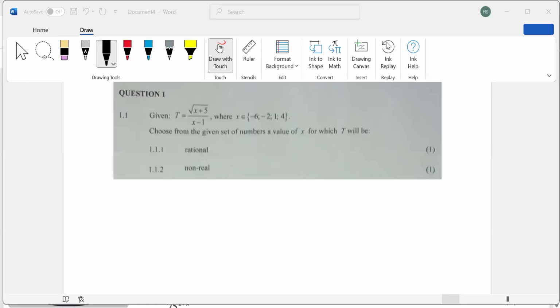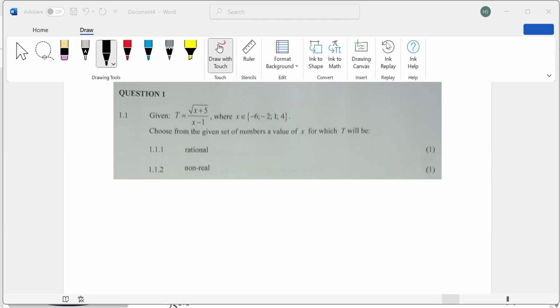It is given by the following equation, whereby you have the square root of x plus 5, and then you have x minus 1. X is an element. When we say x is an element, we mean these are the numbers that you can use for x. So you can use -6, you can use -2, you can use 1, and then you can also use 4. You can't use 7 because 7 is not here. It's not part of this. So this is the set of numbers that you are supposed to use for this particular question.